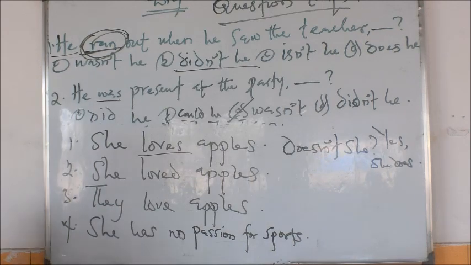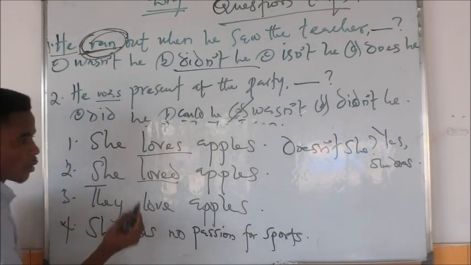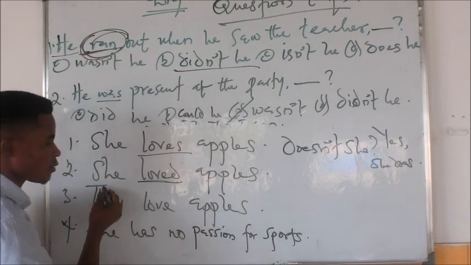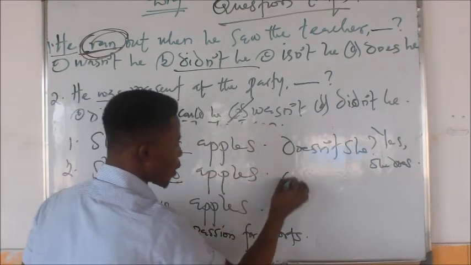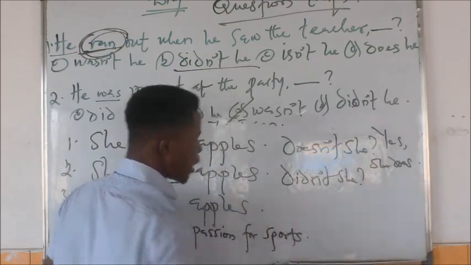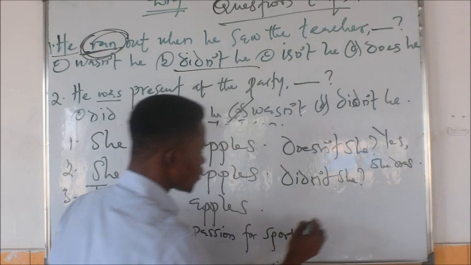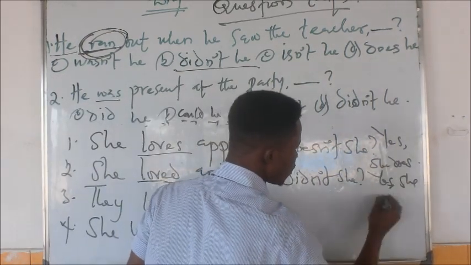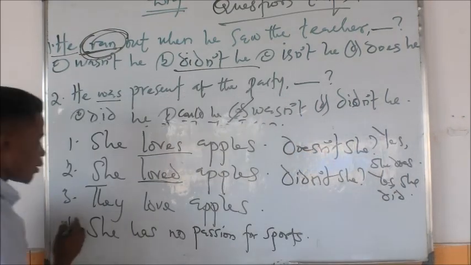Are we there? Number 2, she loved apples. The verb is in the past. The statement is positive. So what are we going to have? Didn't she? And the answer is going to be what? Yes, she did. It is what? Yes, she did. The last one.